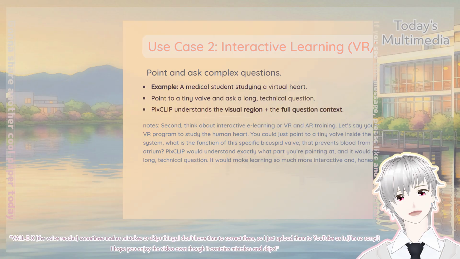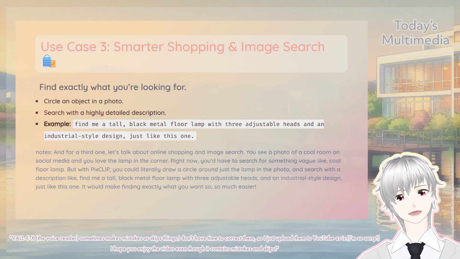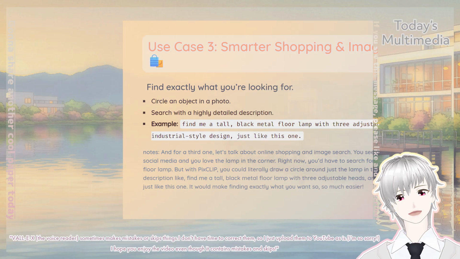and honestly way cooler. And for a third one, let's talk about online shopping and image search. You see a photo of a cool room on social media, and you love the lamp in the corner. Right now, you'd have to search for something vague like cool floor lamp. But with PixCLIP, you could literally draw a circle around just the lamp in the photo and search with a description like, finding a tall, black metal floor lamp with 3 adjustable heads and an industrial style design, just like this one. That would make finding exactly what you want so much easier.